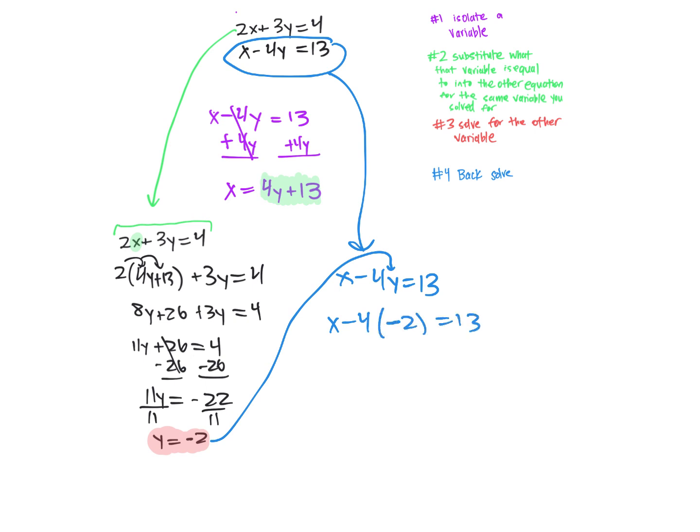Okay, and then let's just simplify and solve. So I got x plus 8 is equal to 13. Subtract 8 from both sides. I've got x is equal to 5. So then my final answer to this is 5 comma negative 2.